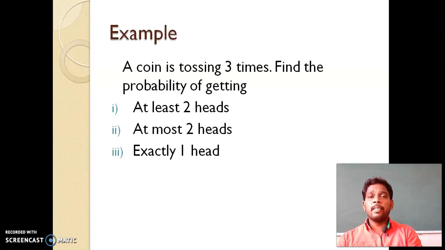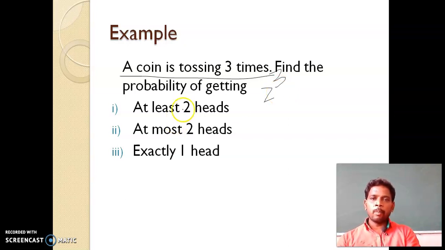A coin is tossed 3 times. What about the possible outcomes? 2 power 3, because the number of times is 3 and 2 is the base. So 2 power 3 means 8 outcomes will come. That is our sample space.